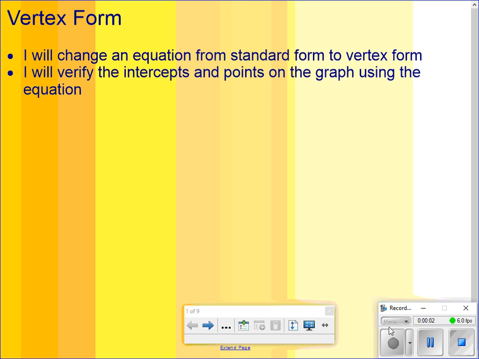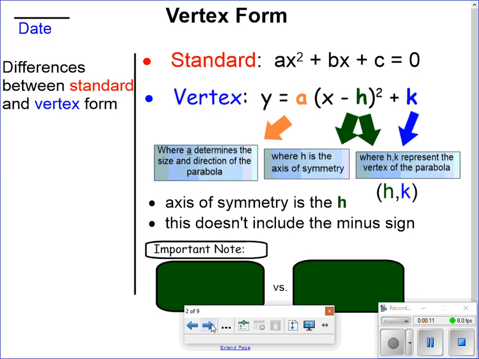In this lesson, we're going to be graphing from vertex form. By the end, you should be able to graph equations from vertex form and identify certain features. Vertex form, the difference between vertex form and standard form.